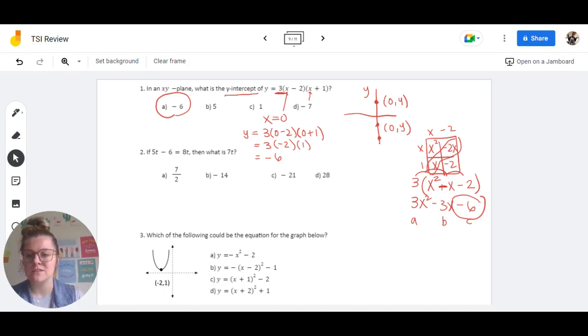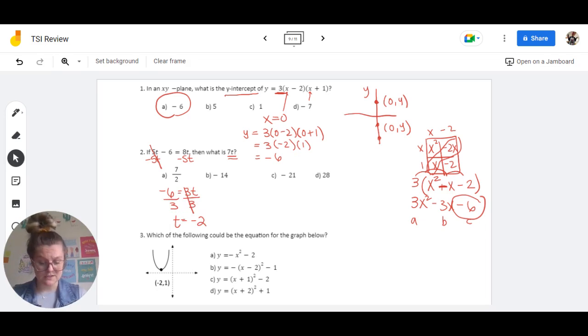If 5t minus 6 is equal to 8t, then what is 7t? All right. We need 7t, but right now I'm just going to focus on what is t. So we're going to solve this equation and get t by itself on one side. So I'm going to move t to the other side by subtracting 5t. These will cancel, so I get negative 6 is equal to 3t. To get t by itself, I need to divide by 3. So my t value is equal to negative 2.